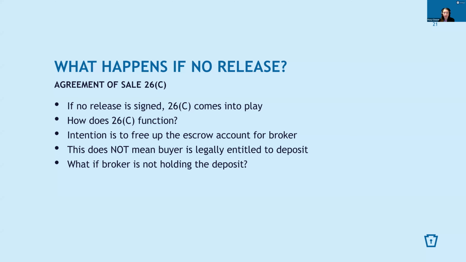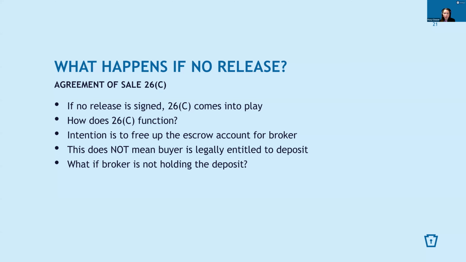The intention of 26C is to make sure that the broker holding the deposit has an ability to release the money from the escrow in the event an agreement cannot be made, but no one is doing anything about it. So this is really for our brokers to attempt to limit liability by having an avenue if both parties refuse to sign. Any release of deposit money that is done under 26C does not mean that the buyer is legally entitled to that money. It just frees it from the escrow account.